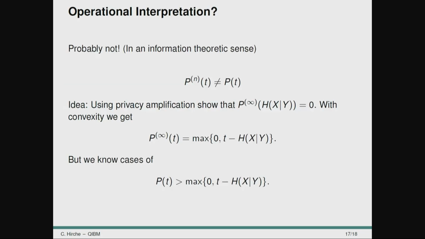Does it have an operational interpretation? Already in the classical case, the answer is probably not. And the reason is the quantity turns out to be non-additive. So what does it mean? If p_t is my privacy funnel function for a certain parameter t, then n p_{nt} is the same function applied to n copies of the state and then normalized by 1 over n.